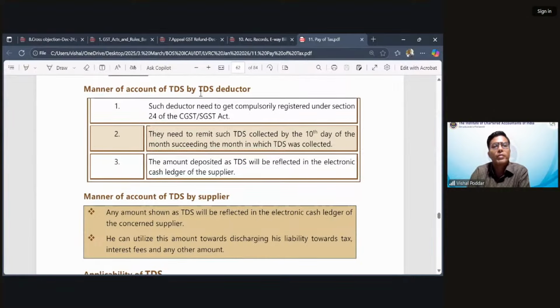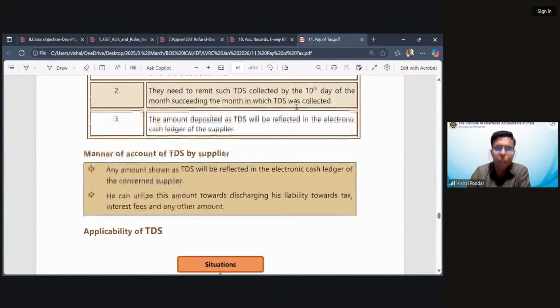Manner of account of TDS by TDS deductor. The deductor, who is the government, needs to first get compulsorily registered. We saw this in the registration chapter also. They need to remit this TDS collected by the 10th of the next month, and the amount deposited as TDS will be reflected in the cash ledger of the supplier whose TDS was deducted. But this will be done only after they have properly uploaded this in the TDS returns.